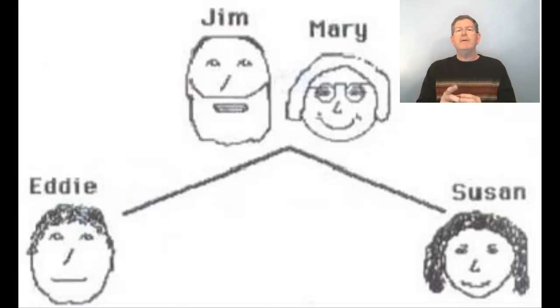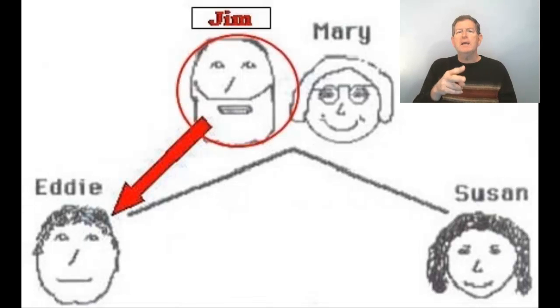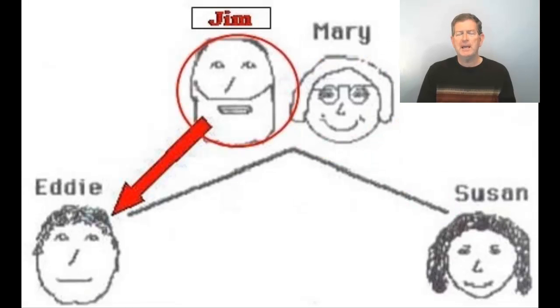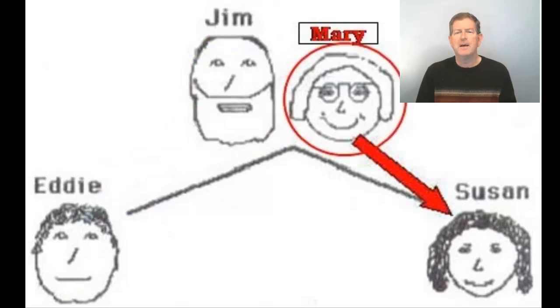Now, Jim and Mary have two children, Eddie and Susan. So, Jim is Eddie's father. Jim is Susan's father. We could also say he's Eddie's father. And he's Susan's father also. All right. Now, Mary. Mary is Eddie's mother. And she is, or she's, Susan's mother also. Okay? Repeat. Father. Mother.